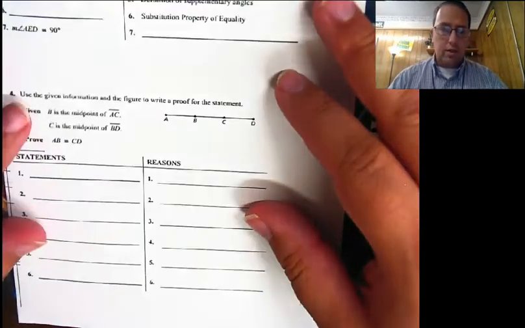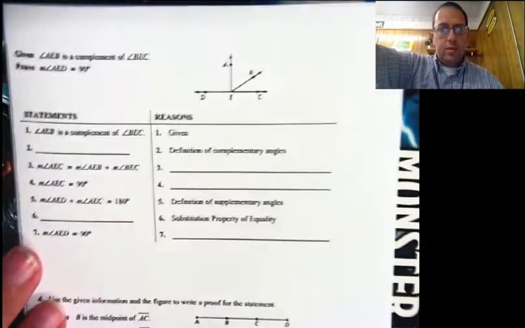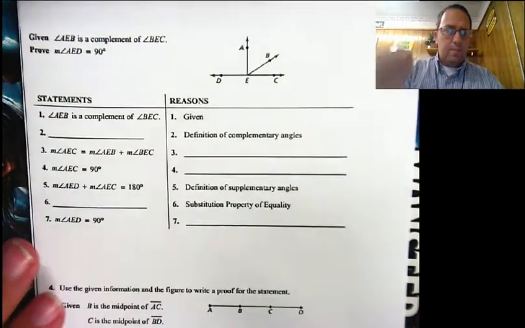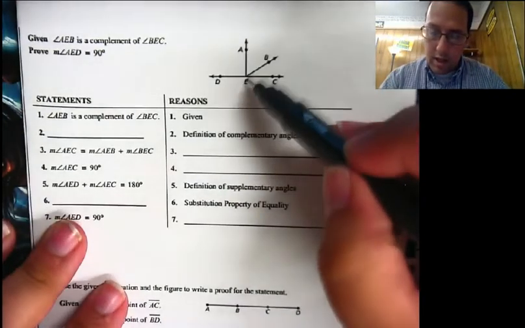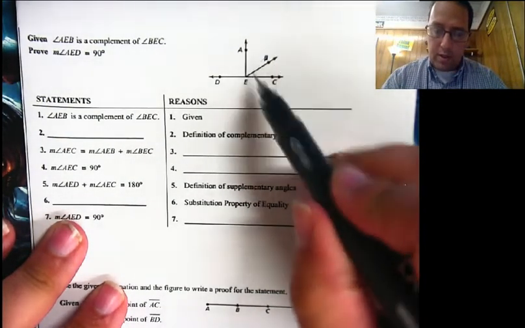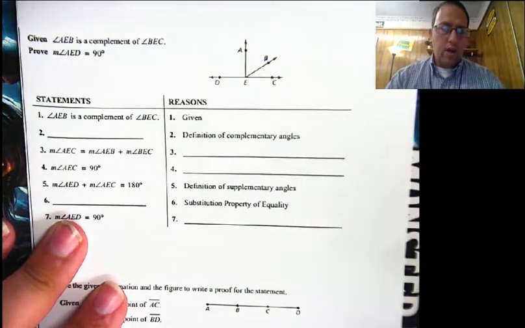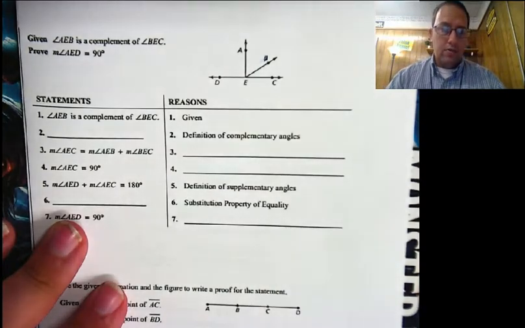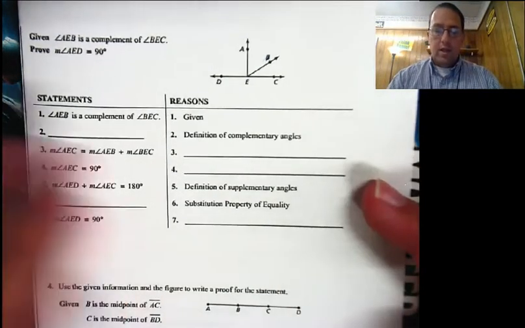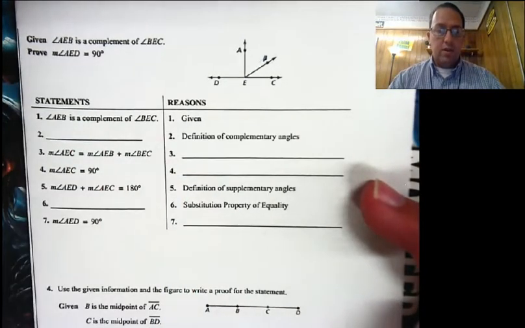All right, so here are a couple more examples of proofs. In this first one, we are given that angle AEB is a complement of angle BEC. And we are asked to prove, so let's see here, AEB is complementary to BEC. So these two angles are complementary. We are asked to prove that the measure of angle AED, so this angle here, is 90 degrees. Now this one, again, they've given us some of the information, and we're asked to fill in the others. Some of it we're doing statements, some of it reasons, a little bit back and forth there.